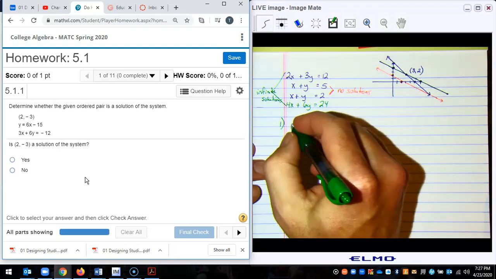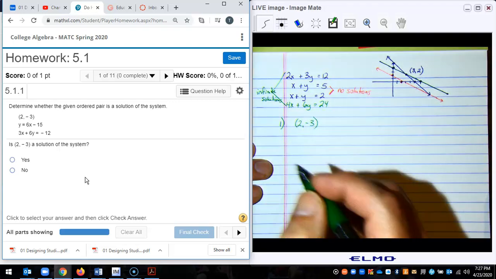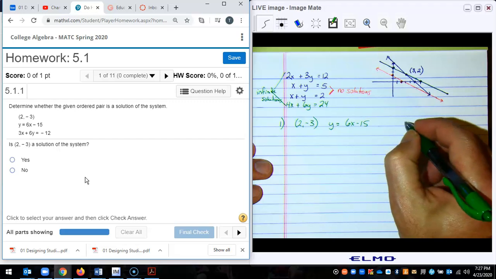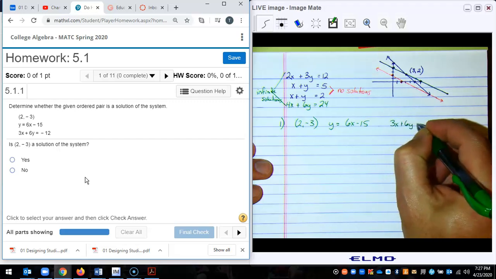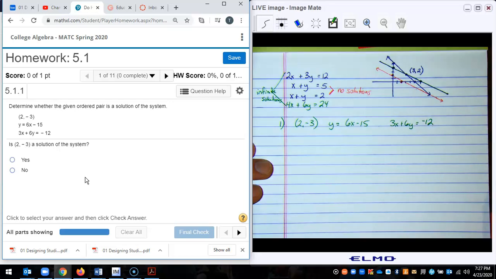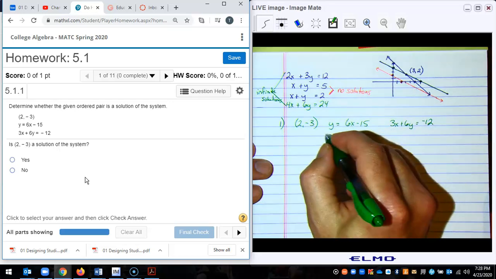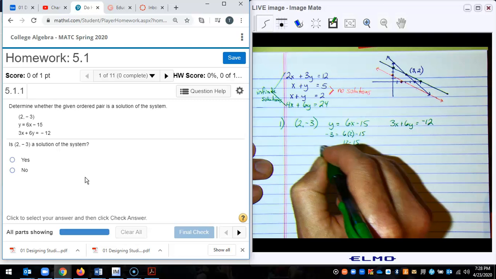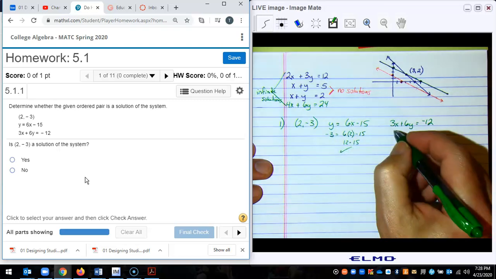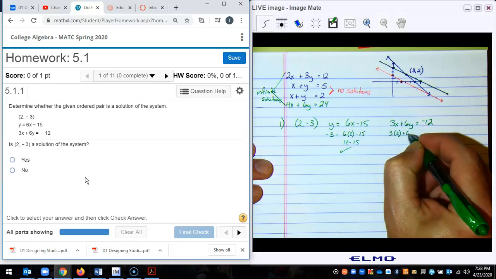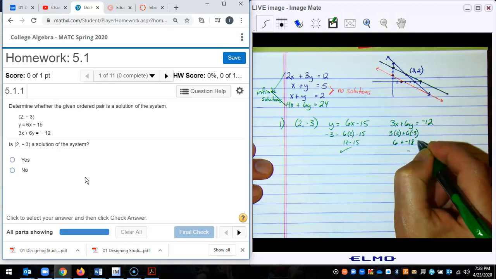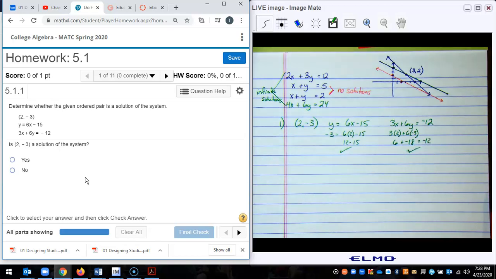Number one is just asking us, is (2, -3) the solution to y equals 6x minus 15? And the other equation is 3x plus 6y is equal to negative 12. Okay, so we're going to substitute. We're going to go with negative 3 is equal to 6 times 2 minus 15. 12 minus 15 is negative 3, so that one checks out. We're good. 3 times 2 plus 6 times negative 3, we're going to have a 6 plus a negative 18. So negative 12 equals negative 12, so that one checks out as well. So my answer is going to be yes, this is the solution to that system.